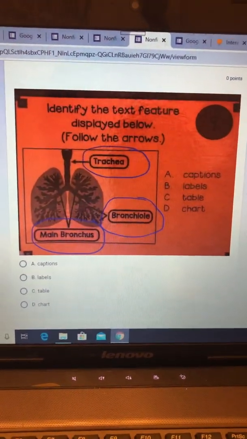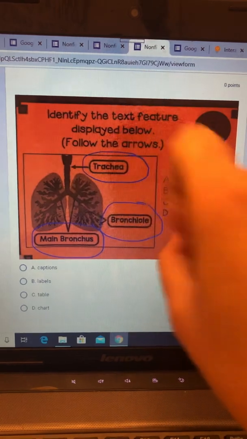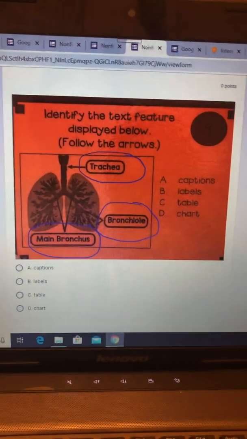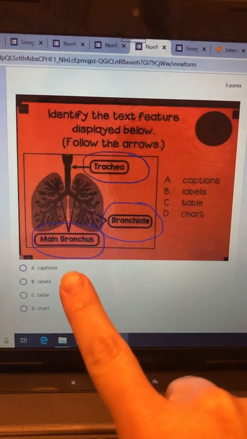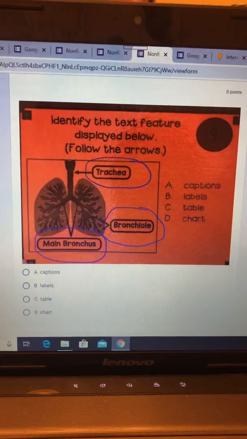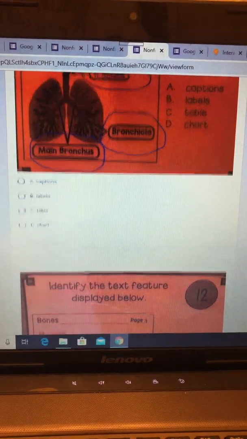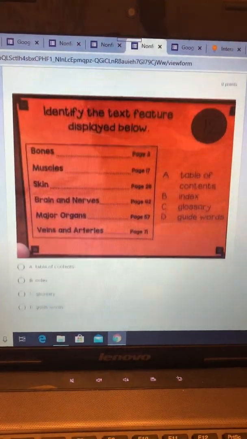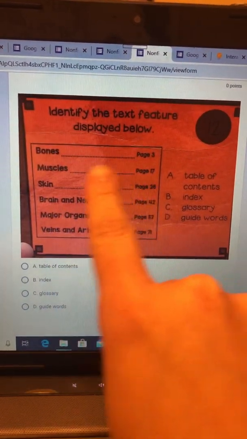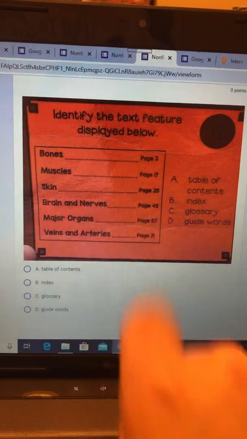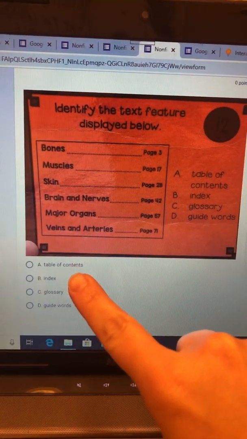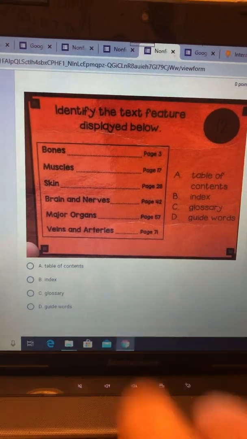All right, on this picture, you're looking at the words that I circled in blue on my phone. The words that are naming the parts. What do we call those? Are those captions, labels, table, or chart? All right, on this one, it looks like I have chapters and what page the chapters or sections start on. So would this be a table of contents, an index, a glossary, or guide words?